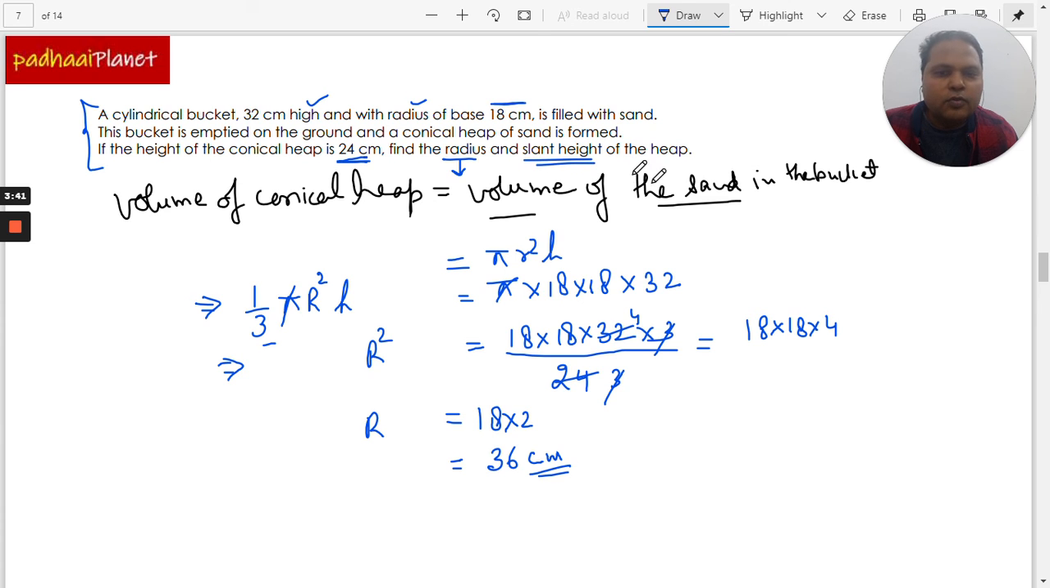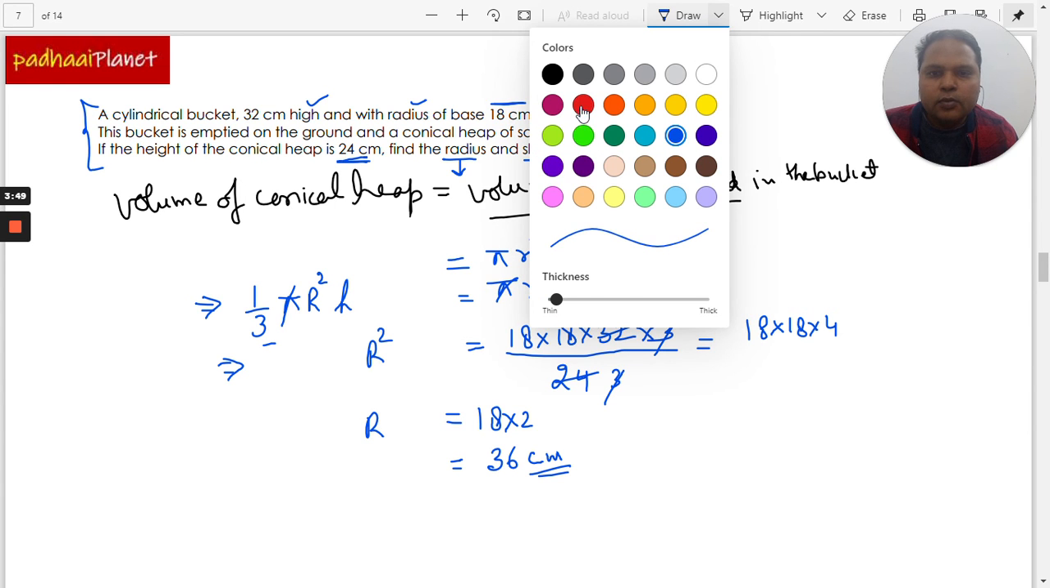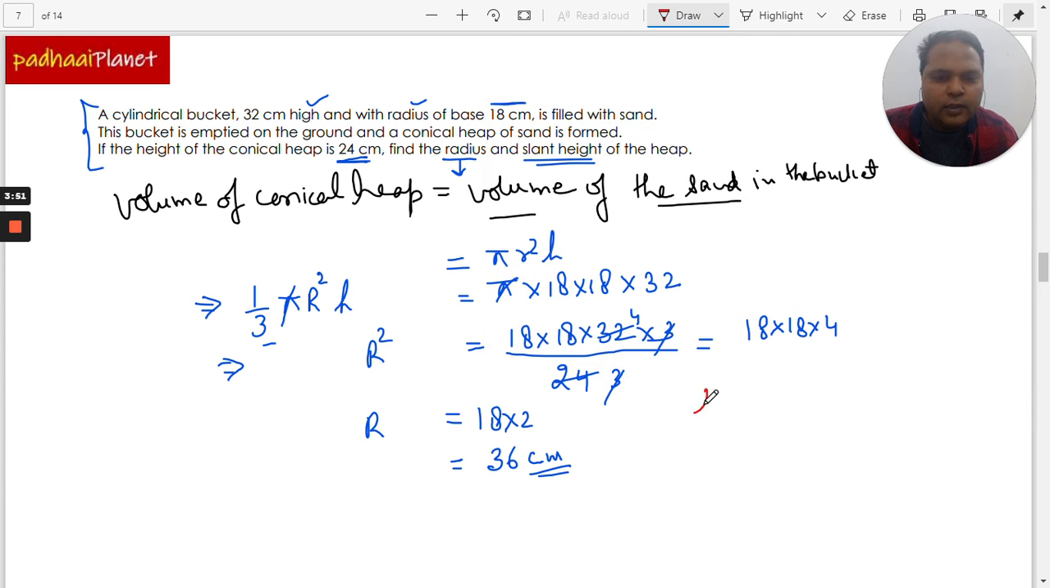Now we need to find out the slant height also. Now it is very simple again. We know the slant height of any cone, the relationship is like L square is equal to R square plus H square. Now R is 36, so this is 36 square plus H, H is 24, so that's 24 whole square.